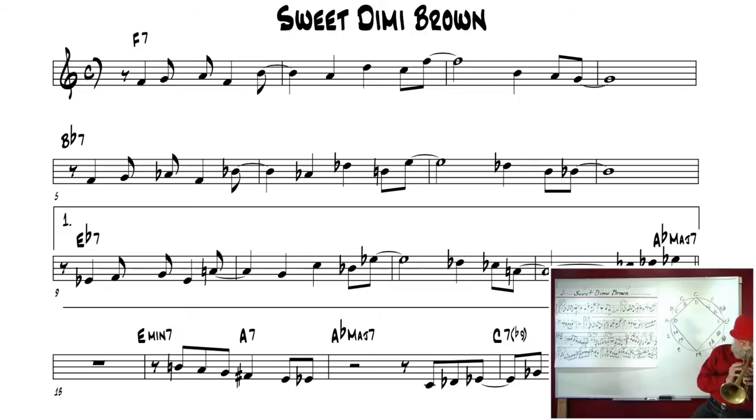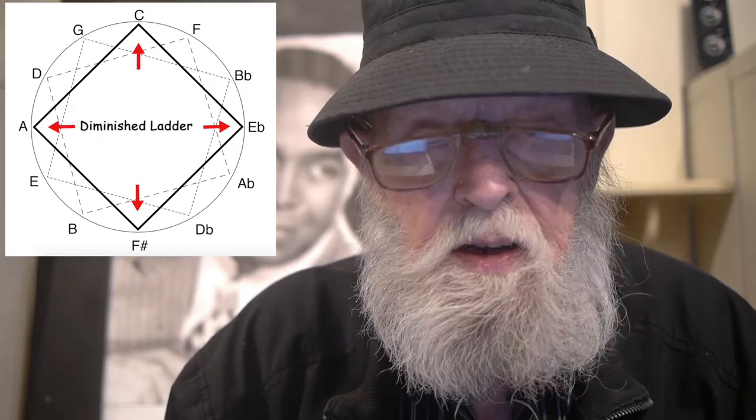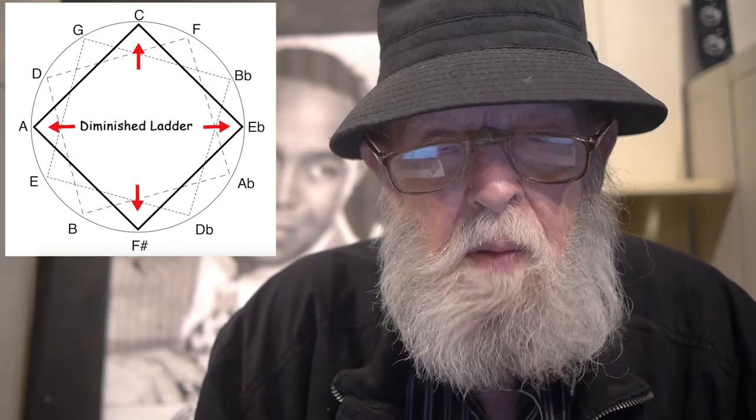In lesson 2, my diminished ladder concept is revealed and related to the three squares formed on the dominant cycle. This cycle will help you visualize the movement of these diminished patterns up and down the diminished ladder.